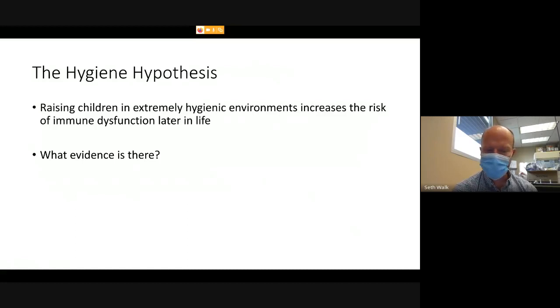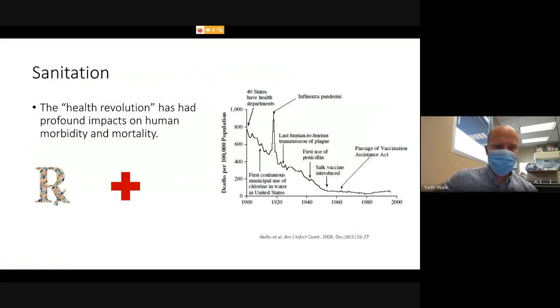So what's the evidence? Is there evidence out there that would support this? Well, first of all, let's look at sanitation. Sometimes this is called the health revolution, but basically what was noticed back in the 19th century, the 1800s, was that there was a lot of death. Death was all around, right? A lot of people suffered from infectious diseases. There was a lot of death at childbirth with women and infants.